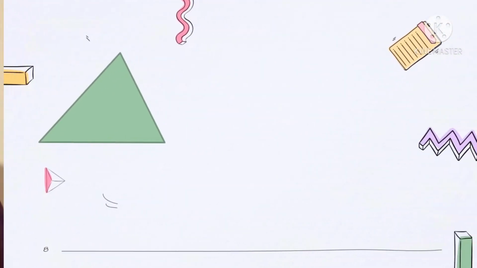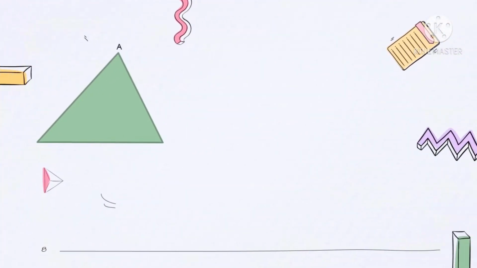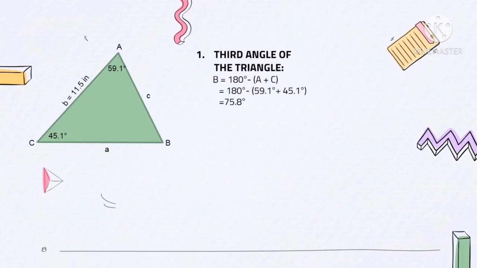Now let's have an example for the ASA case, which can also be used for AAS cases. We have angle A as 59.1 degrees, side b with 11.5 inches, and angle C with 45.1 degrees. Angle B, side a, and side c remain unknown. We find the third angle of the triangle by subtracting the given angles from 180 degrees. As a result, we got 75.8 degrees for angle B.